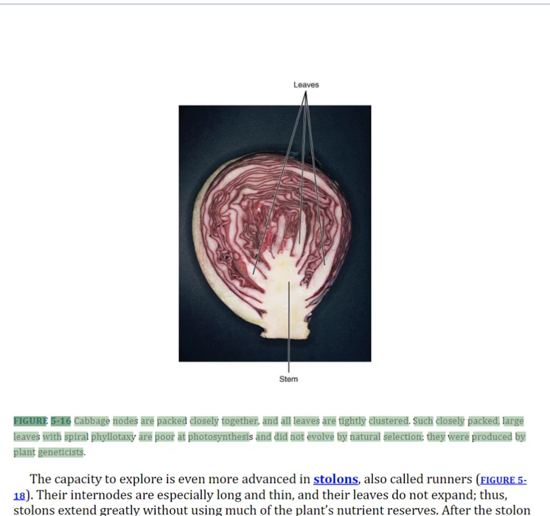Figure 5.16. Cabbage nodes are packed closely together, and all leaves are tightly clustered. Such closely packed, large leaves with spiral phyllotaxy are poor at photosynthesis and did not evolve by natural selection. They were produced by plant geneticists.